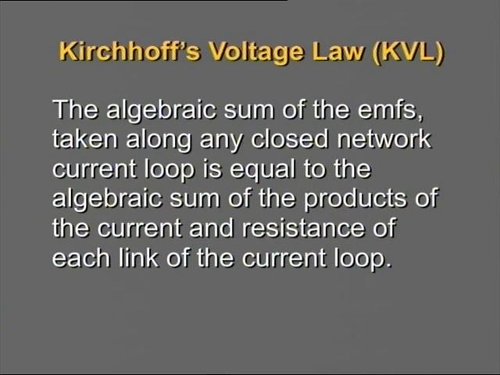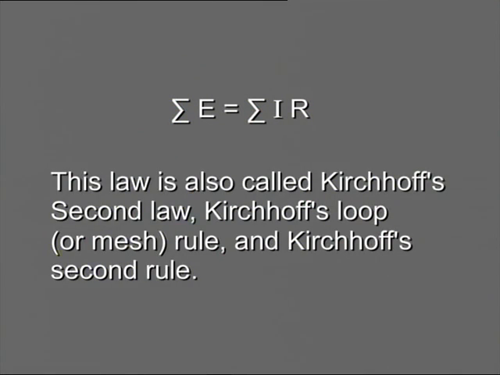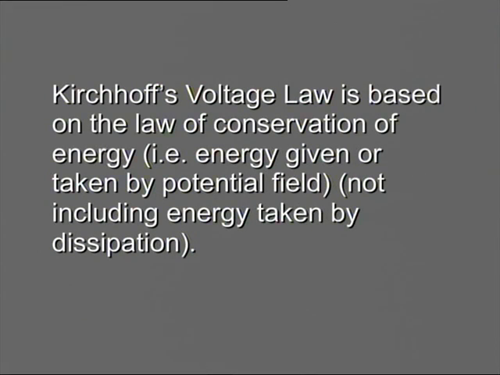Second, Kirchhoff's voltage law, that is KVL. The algebraic sum of the EMFs taken along any closed network current loop is equal to the algebraic sum of the product of the current and the resistance of each link of the current loop. That is, summation of E is equal to summation of IR. This law is also called Kirchhoff's second law, Kirchhoff's loop or mesh rule, and Kirchhoff's second rule.